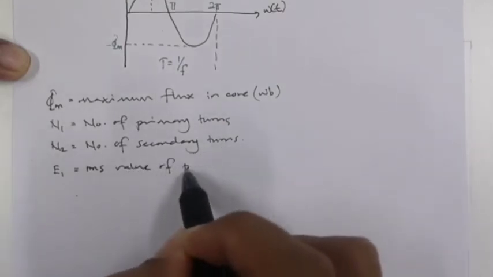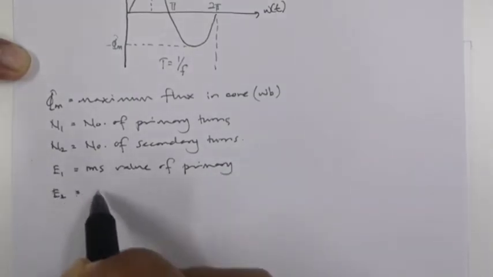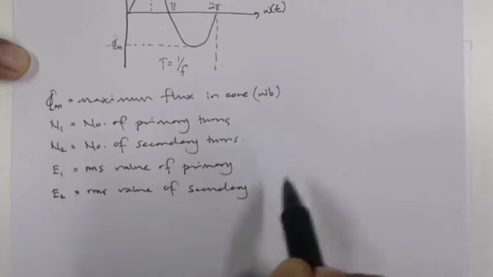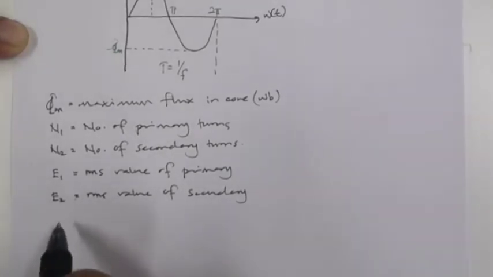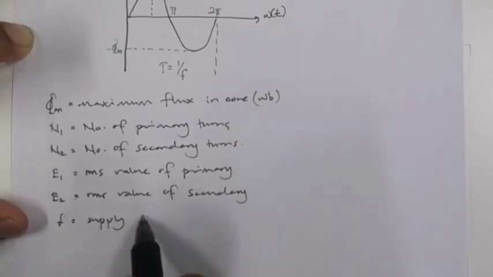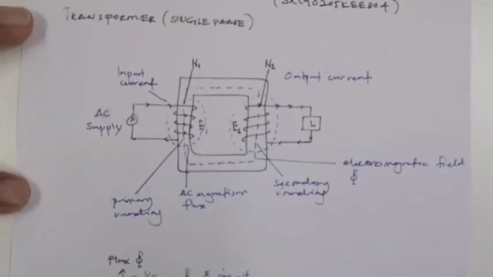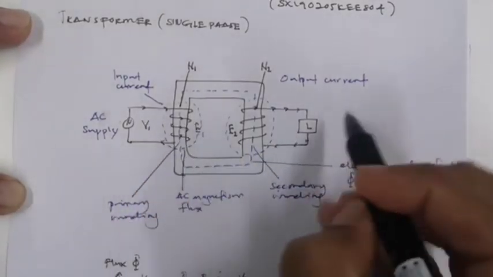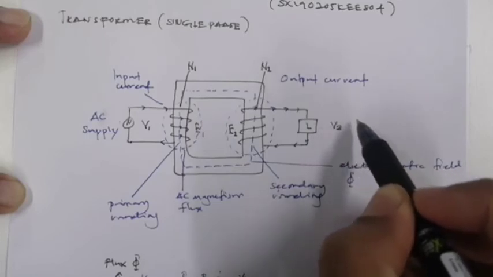E1 RMS value of primary, E2 RMS value of secondary. Okay, lepas tu kita ada supply frequency. Ya, sebelum tu voltage yang terjana di sini kita namakan dia sebagai V1, dan di sini V2.